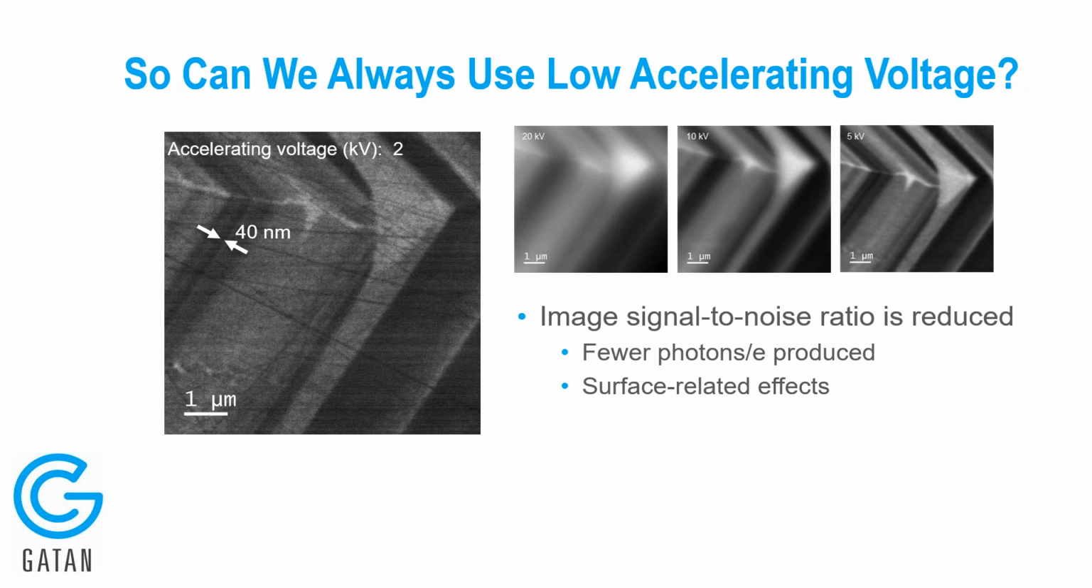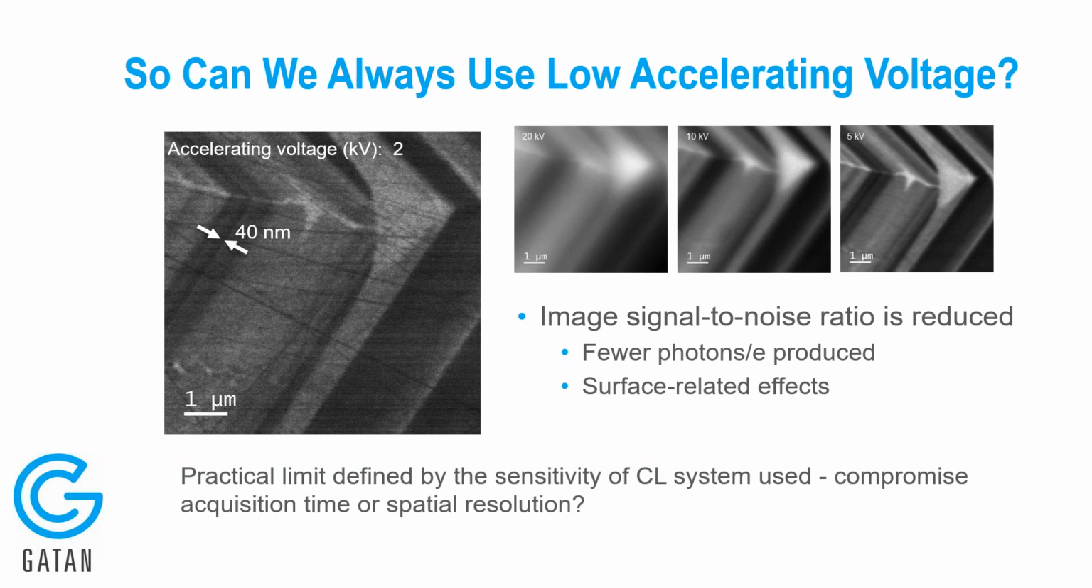Now, this is actually a relatively bright material. It emits a lot of photons for a given number of electrons. But even here, we've run out of signal to be able to produce nice maps. And in most minerals, the practical limit of how low we can turn our electron beam down to get our sharpest images is defined by the signal to noise ratio of the image, which really is defined by the sensitivity of the CL system that you use for a given.